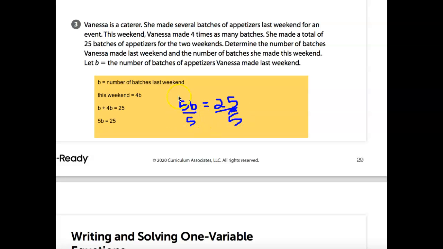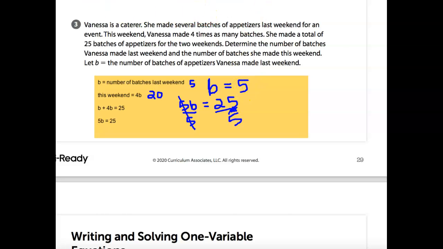So now this gets rid of the 5s and we're left with B equals, and 25 divided by 5 we know is 5. So last weekend she made 5 batches. And this weekend, she made 4 times 5, or 20 batches. Do you see how we did that? I hope you do. If you have any questions, dojo me. All right, we're going to move on to number 5.